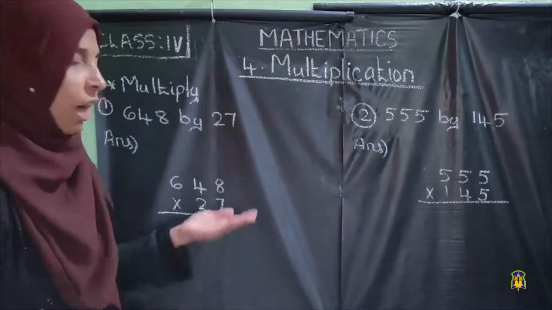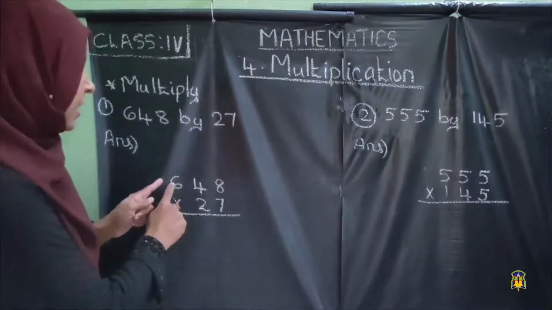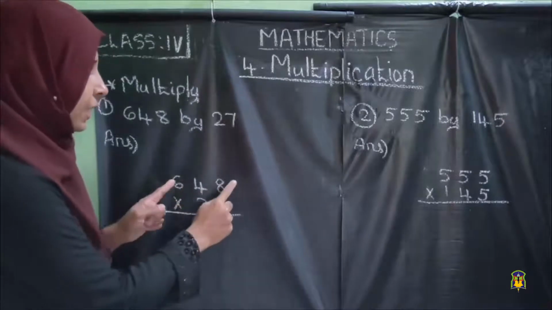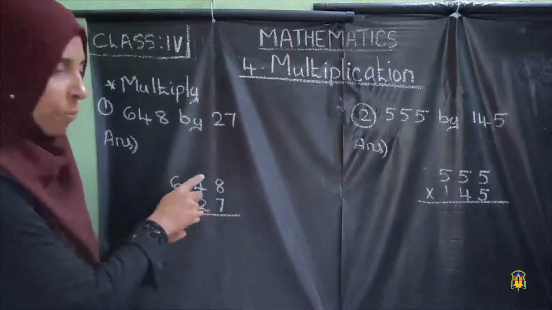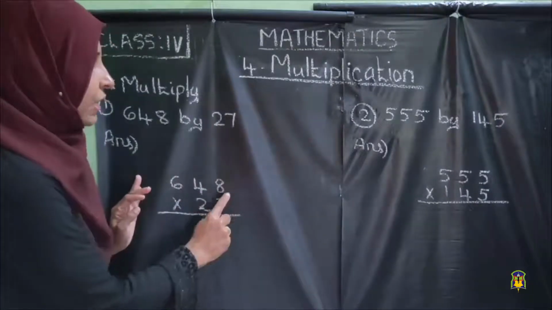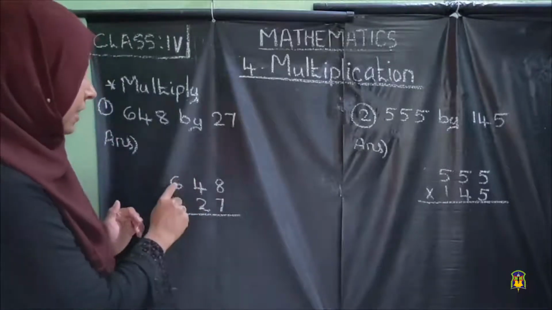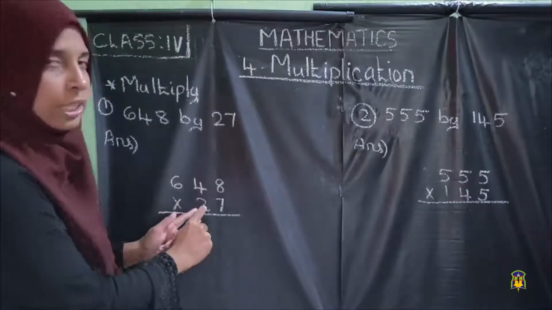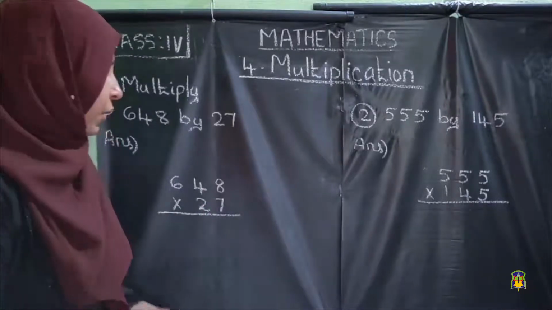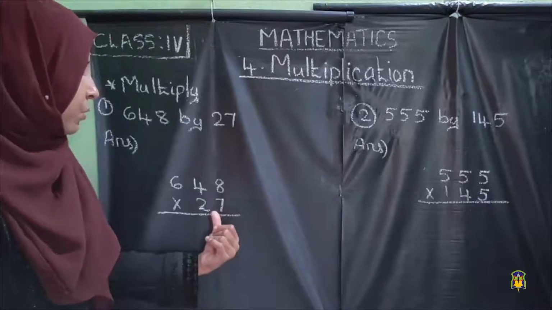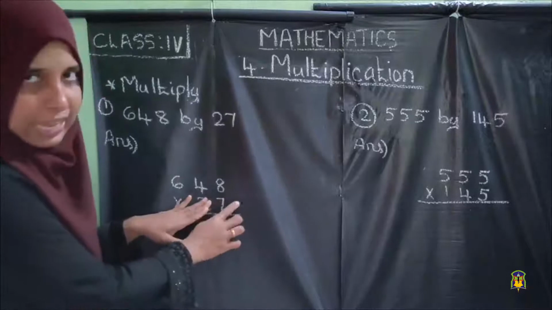Okay, now how we are multiplying is, first we want to multiply this 648 by 7. Then after that we want to multiply 648 into this 2. Okay, so let's start multiplying. So here first we are multiplying 648 into 7.